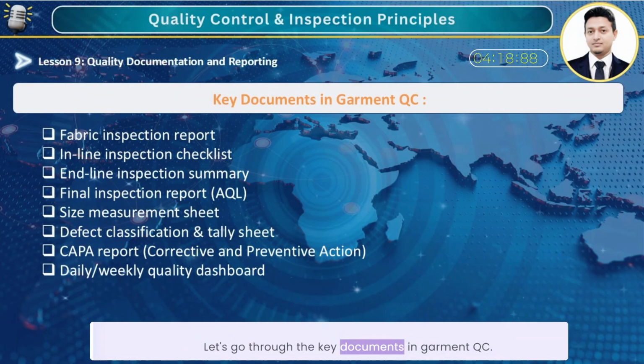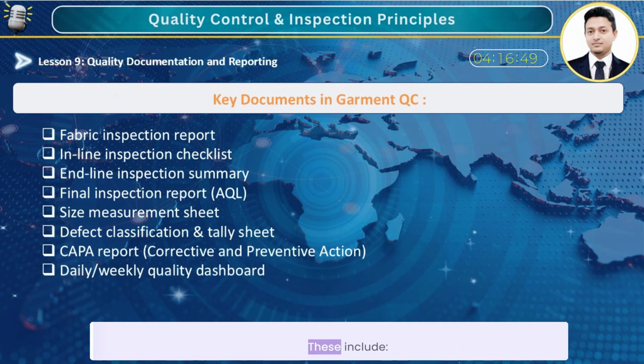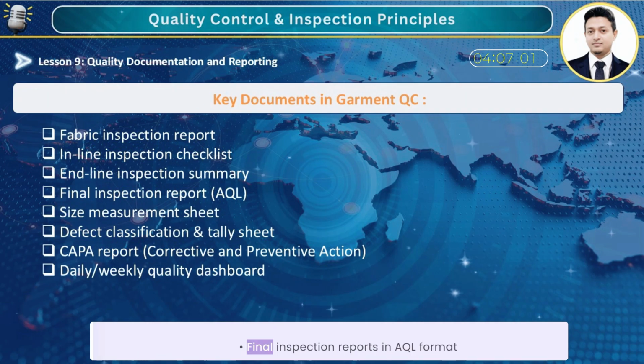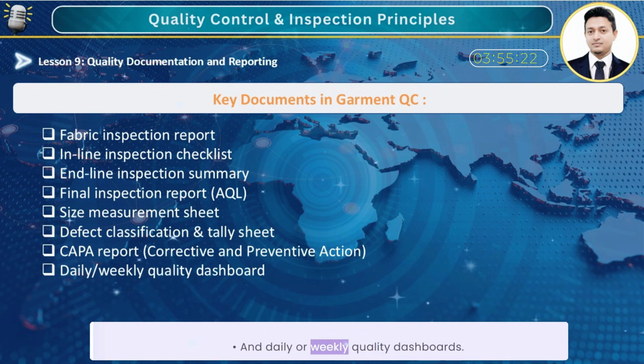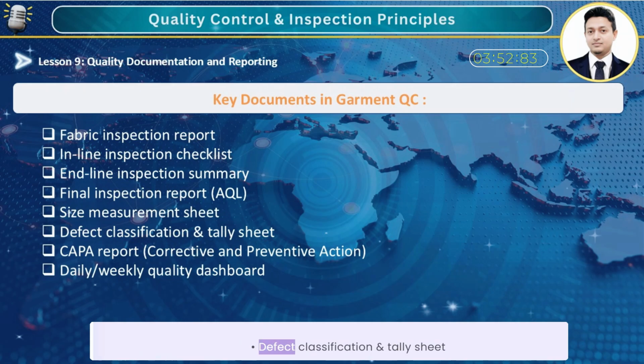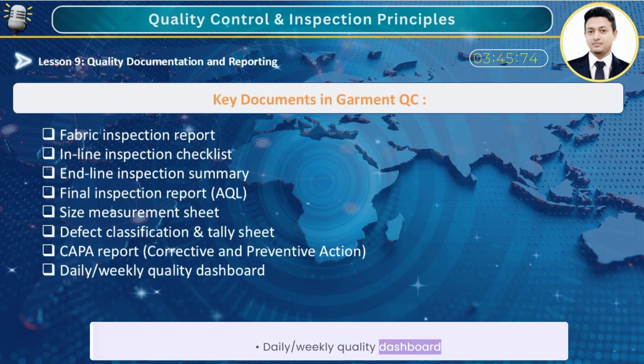Let's go through the key documents in garment QC. These include fabric inspection reports, inline inspection checklists, endline inspection summaries, final inspection reports in AQL format, size measurement sheets, defect classification and tally sheets, CAPA reports, and daily or weekly quality dashboards.